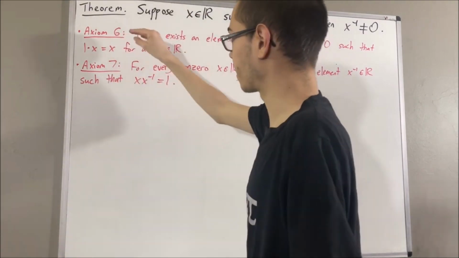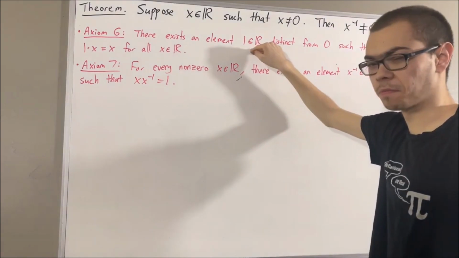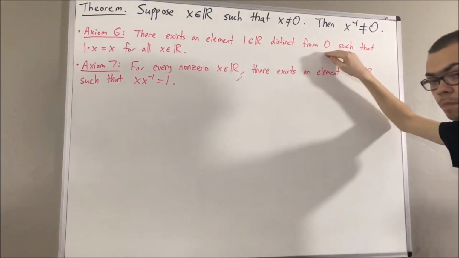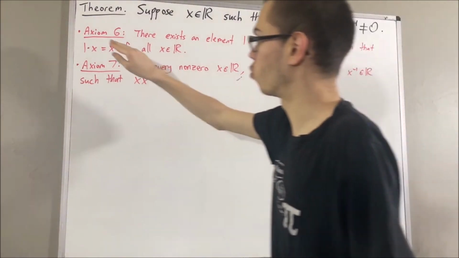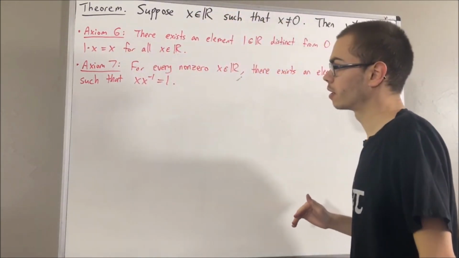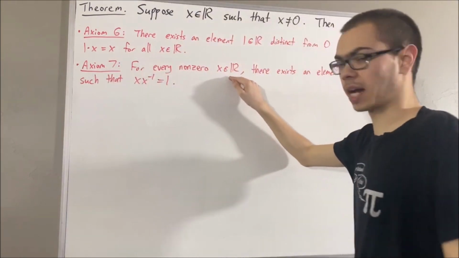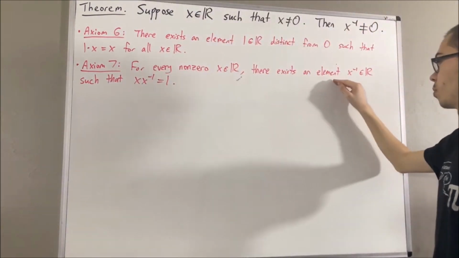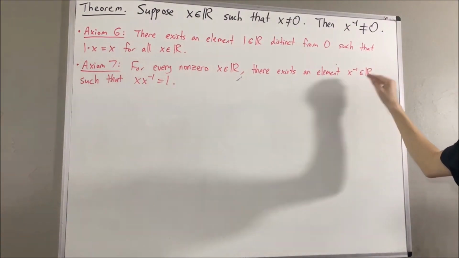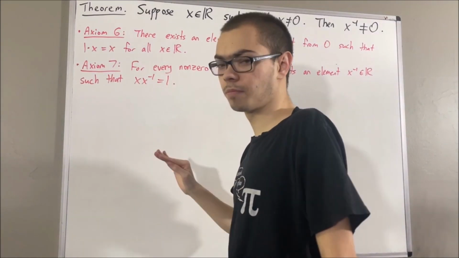We have axiom 6, which tells us that there exists a real number that we call 1, which is distinct from 0 and has the property that 1 times x equals x for all real numbers x. We have axiom 7, which tells us for every non-zero real number x, there exists a real number which we call the reciprocal of x that has the property that x times the reciprocal of x is equal to 1.